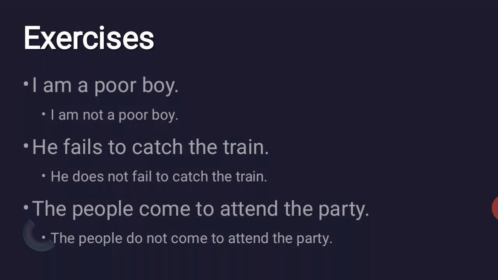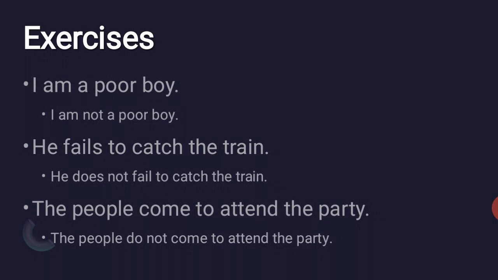And see the second sentence, he fails to catch the train. Fails is the main form of a verb, so we have to split it with does, because actually it is given in the present form, so the verb takes s because the subject is singular. If the subject is plural, I have given another example. See that thing. He doesn't fail to catch the train. So fails is split into does plus fail.